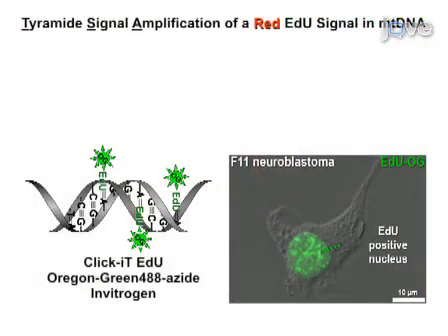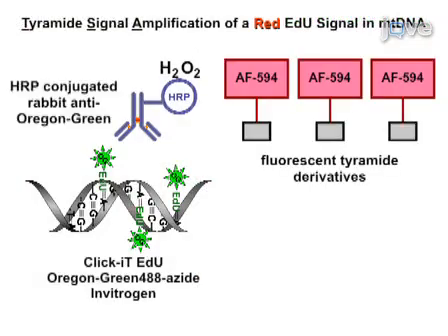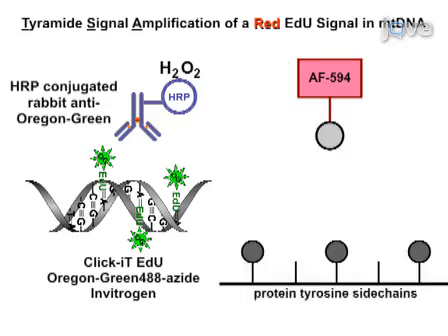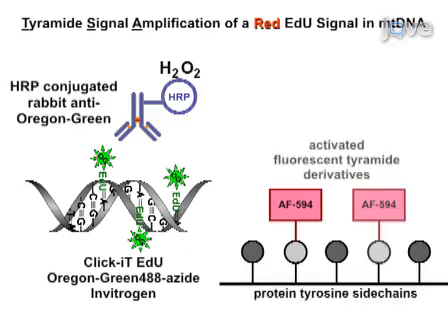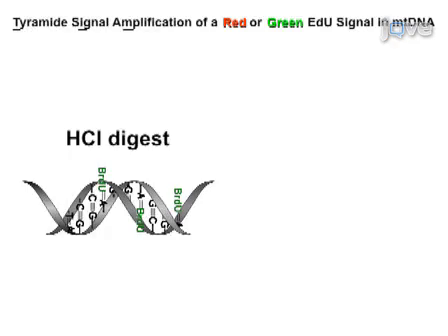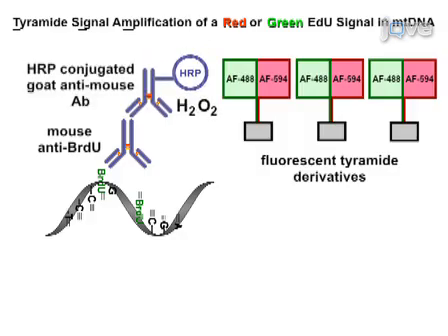These schematic diagrams represent the procedure for labeling EDU in mtDNA with a red fluorescent signal. Mitotically active F11 neuroblastoma cells serve as a positive control and illustrate the labeling pattern of EDU that was incorporated in nuclear and mitochondrial DNA. This schematic diagram represents the procedure for labeling BrdU in newly synthesized mtDNA with either a green or red fluorescent signal.